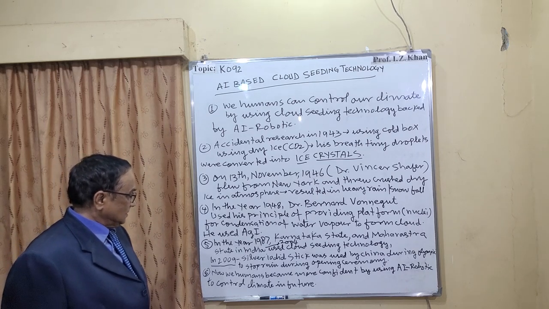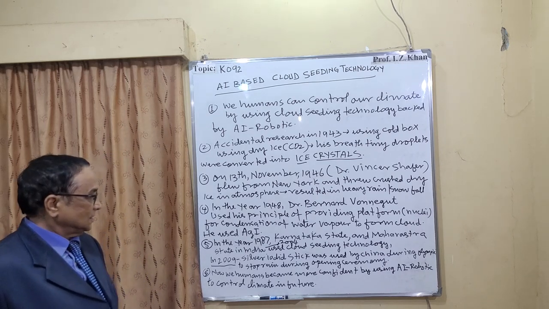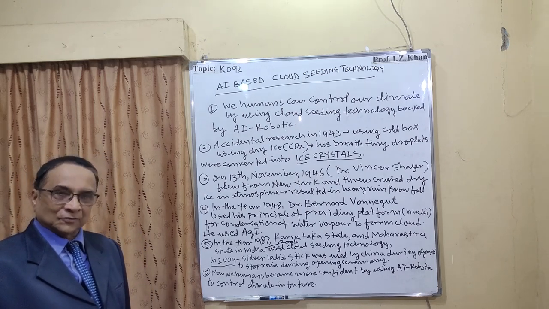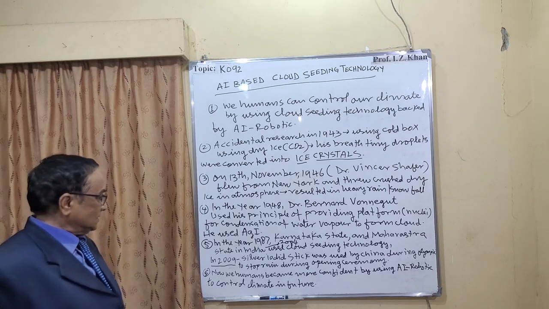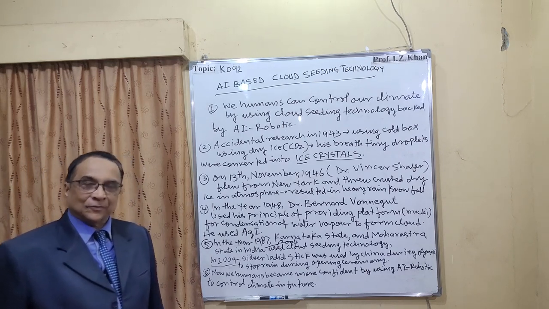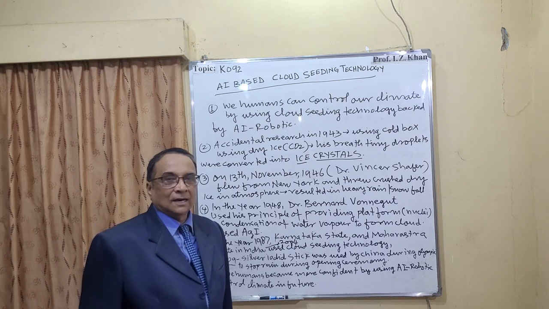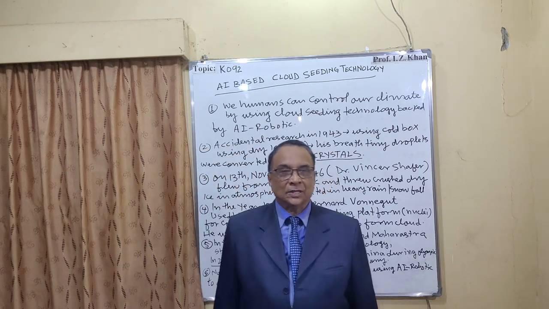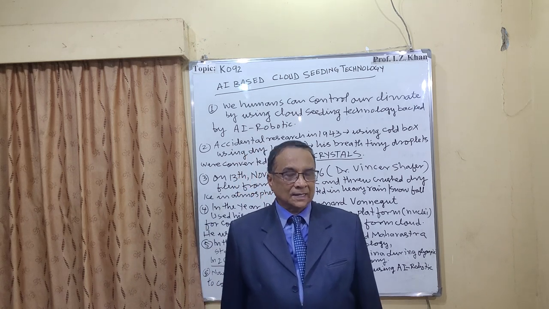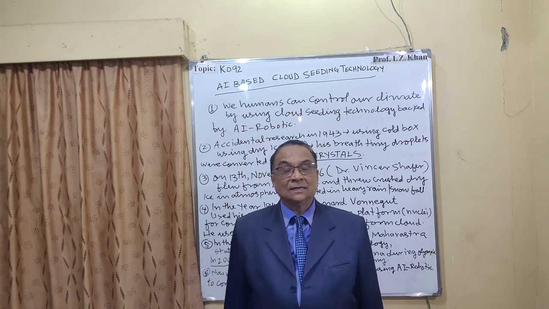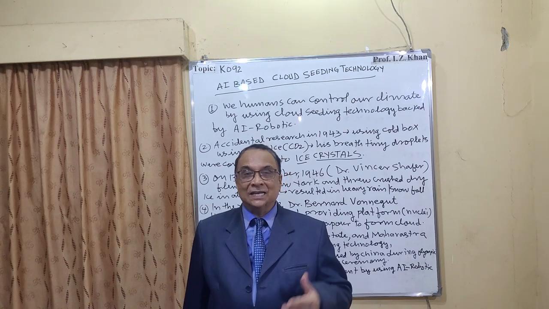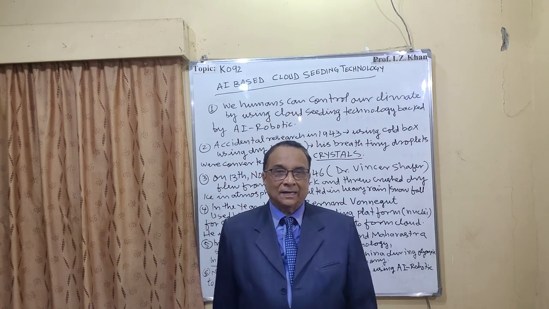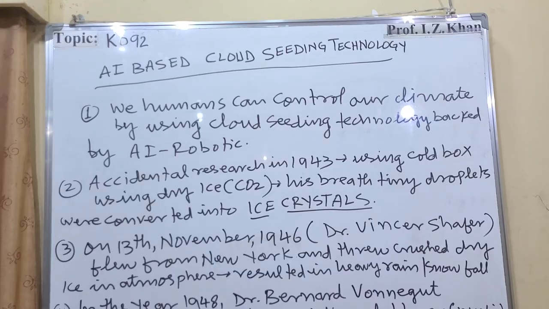Number six, now we humans have become more and more confident in using artificial intelligence with robotics to control climate in future, and already artificial intelligence robotics are working in the sea on ships near Antarctica, where the temperatures are rising, collecting millions of data points, on the basis of which steps will be taken to control the climate.